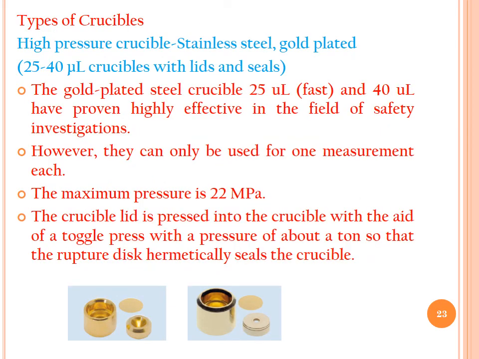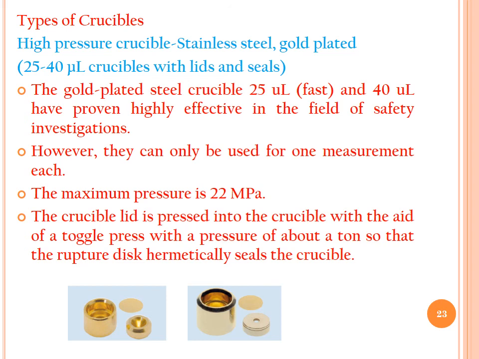Another high pressure crucible is also a stainless steel material with gold plating. These types of crucibles have a capacity of 25 to 40 microliters for holding the sample. They can also be used with or without lids and seals. But the particular focus of this type is that the lids are sealed. These crucible lids are well sealed with the crucible to analyze the sample.